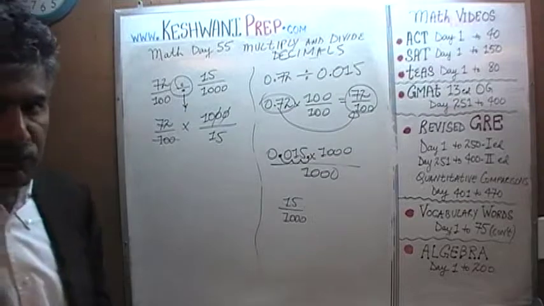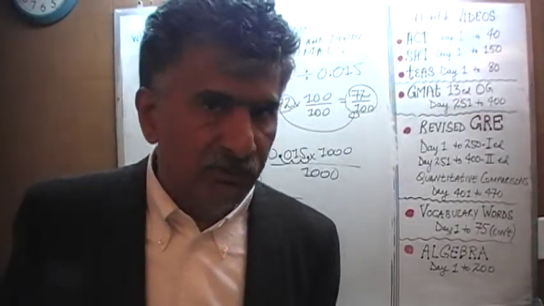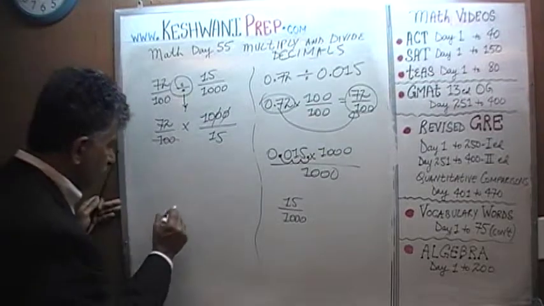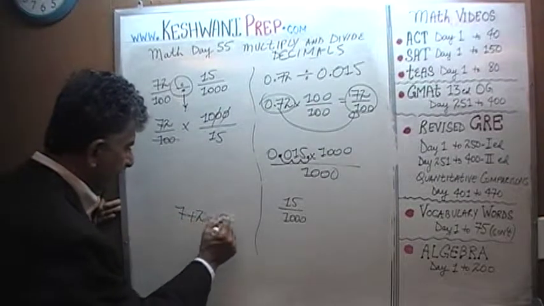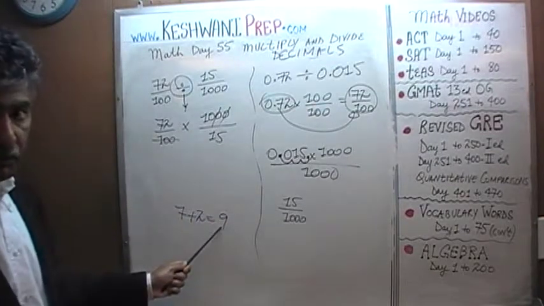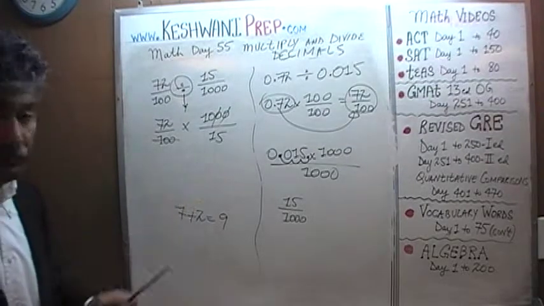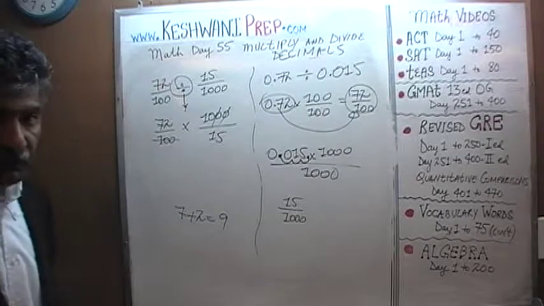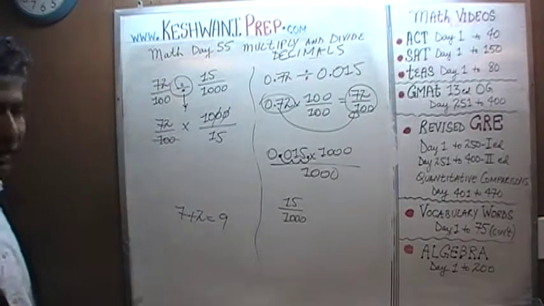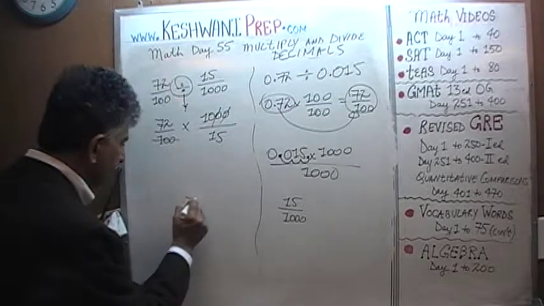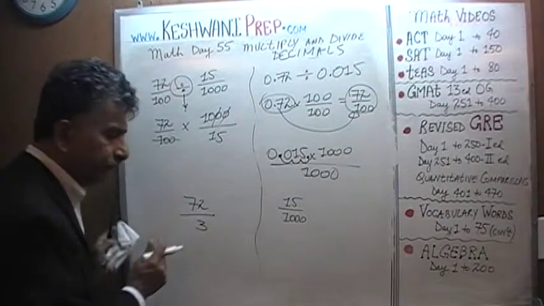How do we know 72 is divisible by 3? Well, we know that the sum of the digits of 72 is 9. And since the sum of the digits is divisible by 3, the number itself must be divisible by 3, which is why 15 is divisible by 3, because 1 plus 5 is 6, and 6 is divisible by 3. Let's divide 72 by 3.